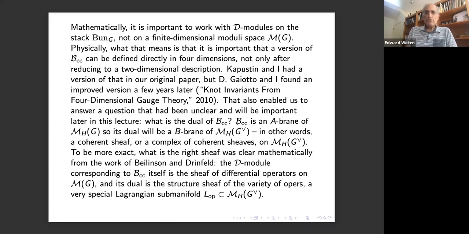What the right sheaf is was clear mathematically from the work of Beilinson and Drinfeld. The D-module that corresponds to B_cc itself is the sheaf of differential operators on M of G. Its dual is the structure sheaf of the variety of opers, a very special Lagrangian submanifold of the dual group. So a gauge theory explanation of that fact was initially unclear, but we found a nice one in this paper.